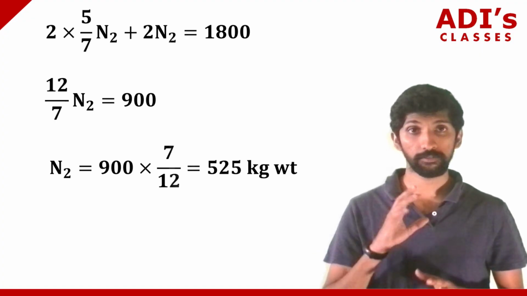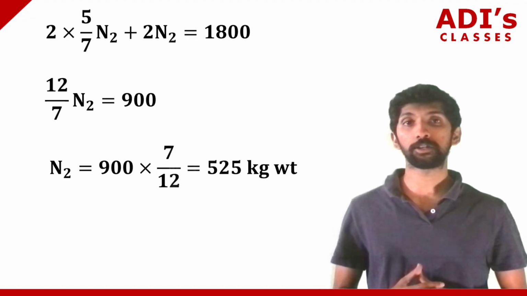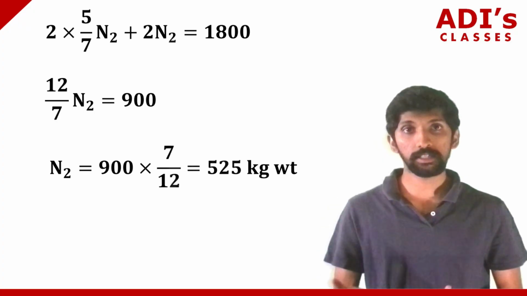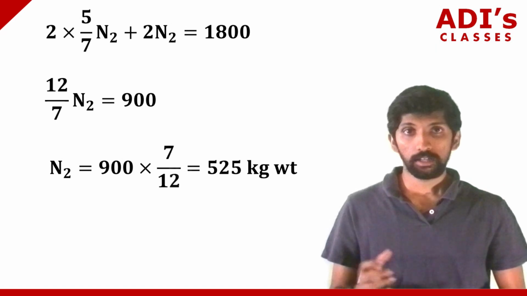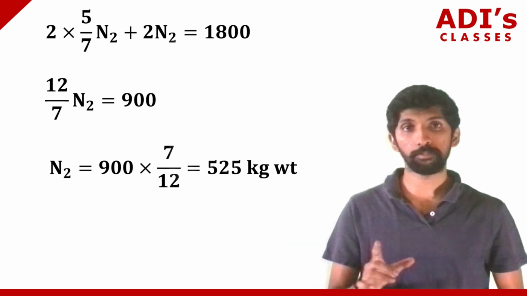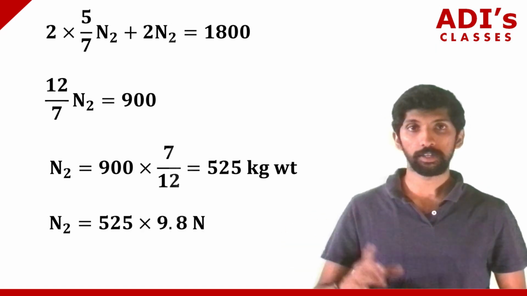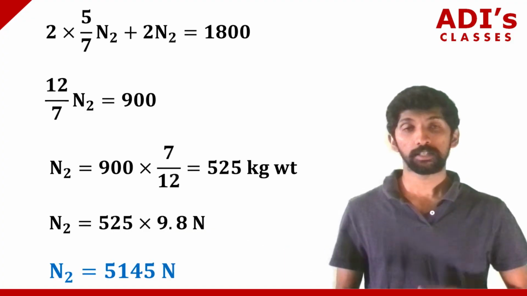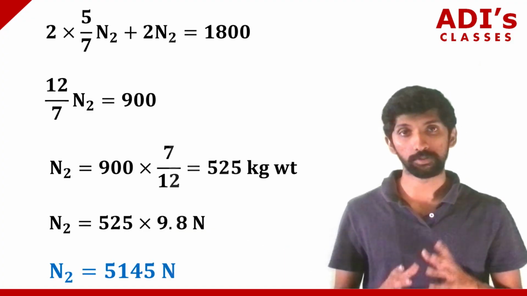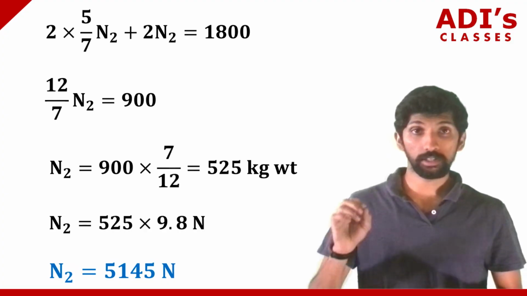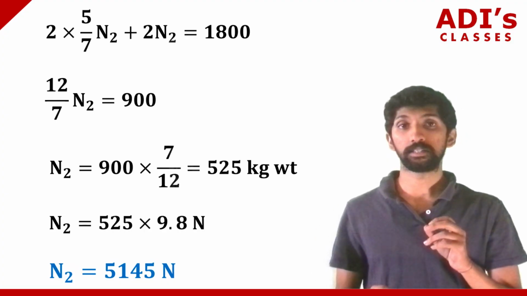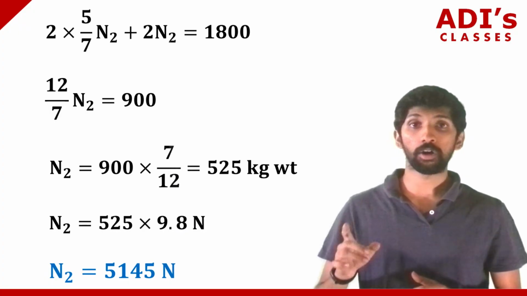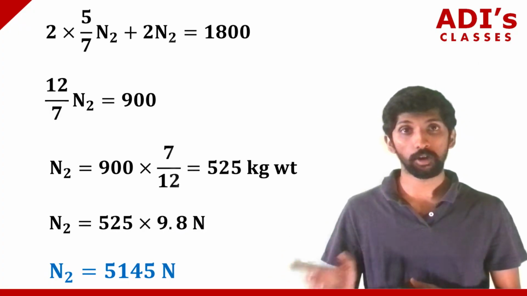Okay, so 525 kg. Now remember, we are talking about the force exerted. Since the force exerted is what we need to calculate, we have to multiply that by 9.8. So we get 525 into 9.8, which gives us 5145 Newton. This is the force exerted by the level ground on N2, that is, on the back wheel.